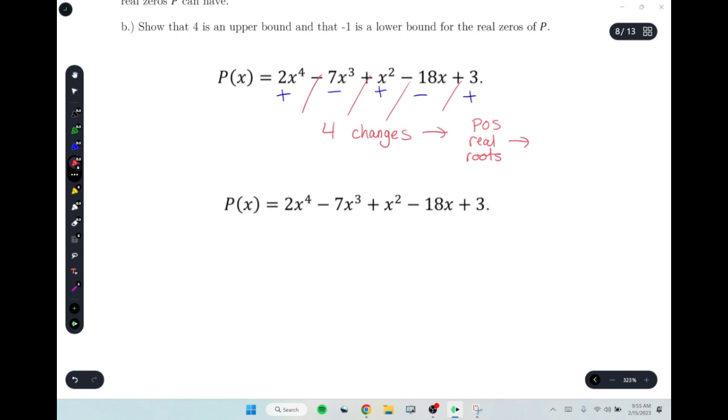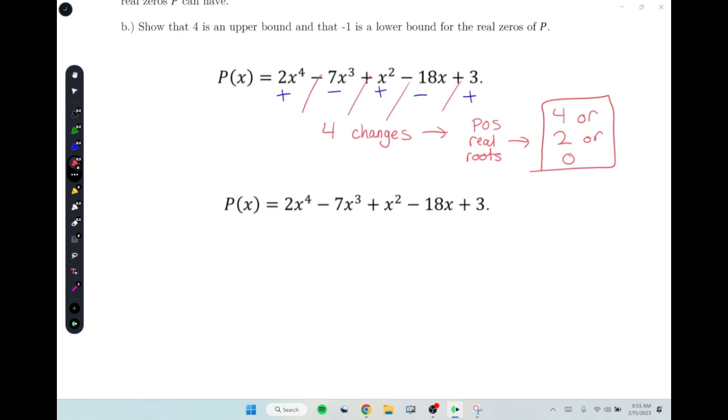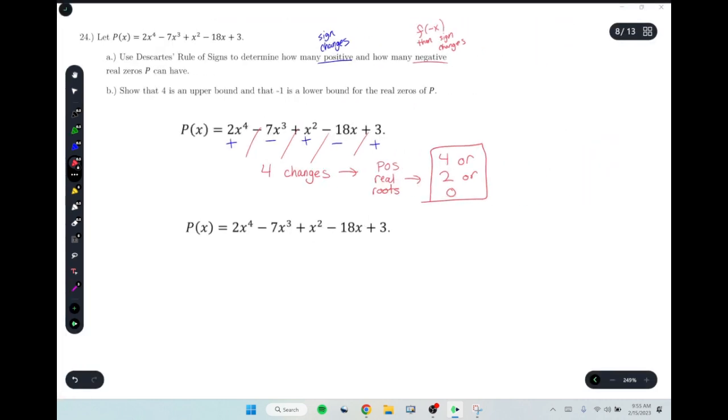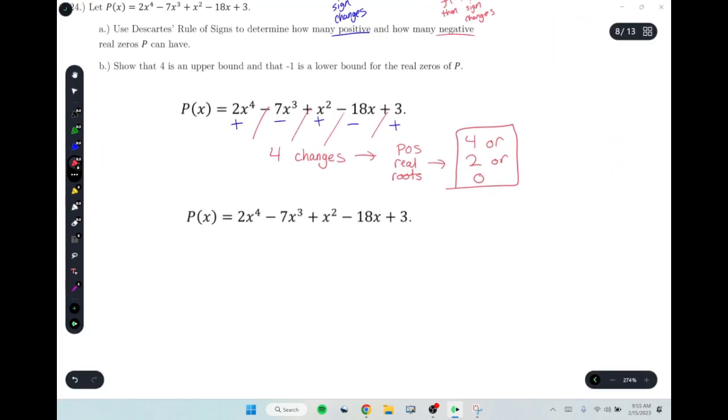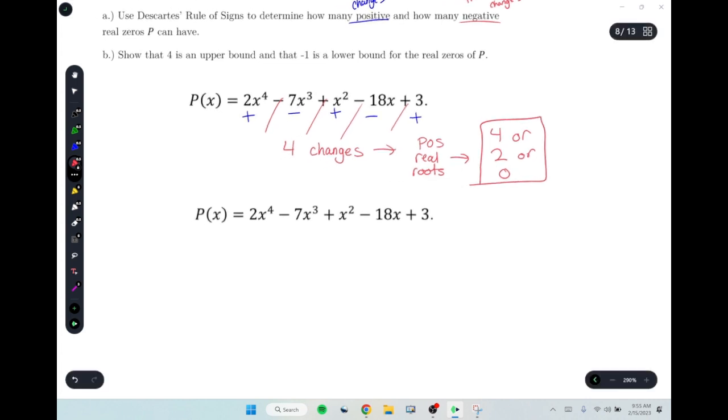Positive real roots are either 4 or 2 or 0. And that's it. We're not solving. 4, 2, or 0? You just drop it by 2 every time. Even if it was 5, it'd be 5, 3, or 1. You just go chunk, chunk, chunk, all the way down.